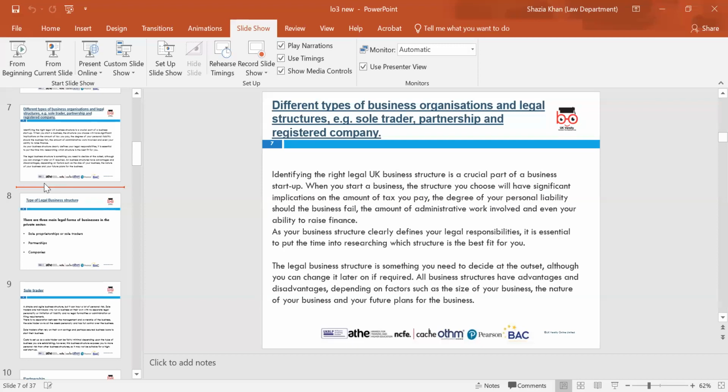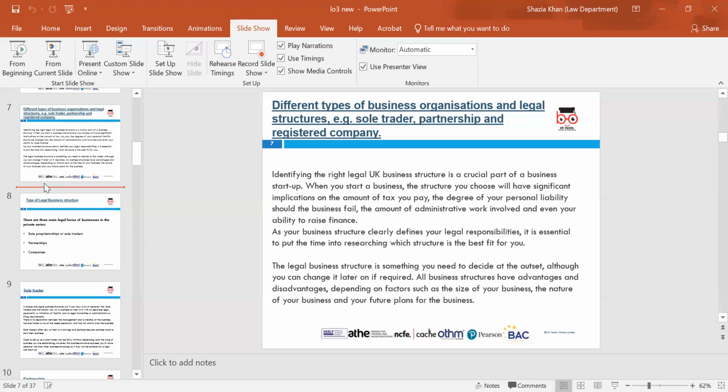The legal business structure is something you need to decide at the outset, although you can change it later on if you're required. All business structures have advantages and disadvantages depending on factors such as the size of your business, the nature of your business, and the future plans for your business.